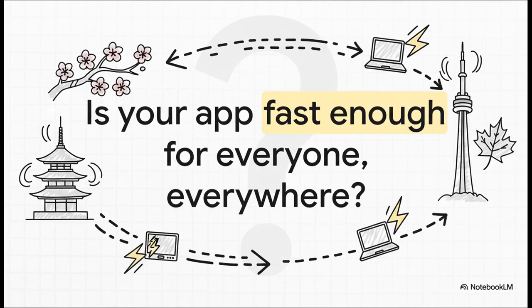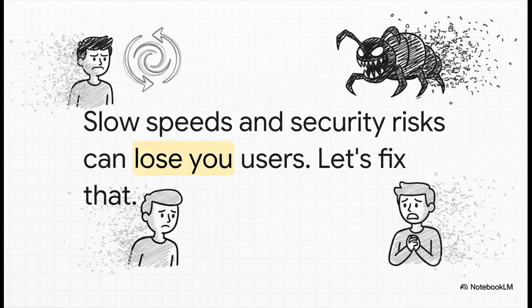You've built something amazing, but is a user in Tokyo having the same lightning fast experience as someone in Toronto? If there's even a little bit of a delay, you've got a problem on your hands. And trust me, it's a serious problem. Latency isn't just a minor annoyance, it's a user killer. Then you add in the constant threat of cyber attacks, and it becomes crystal clear that we need a much better front door for our applications. So let's explore how to build one.